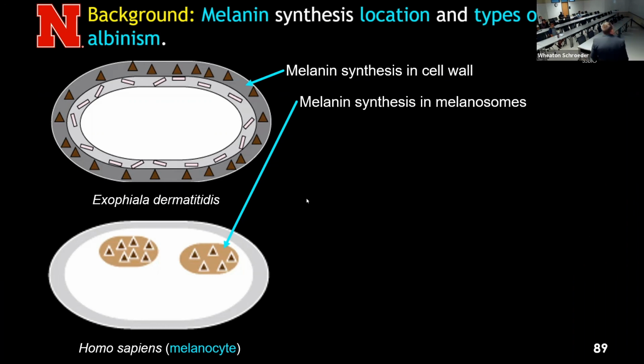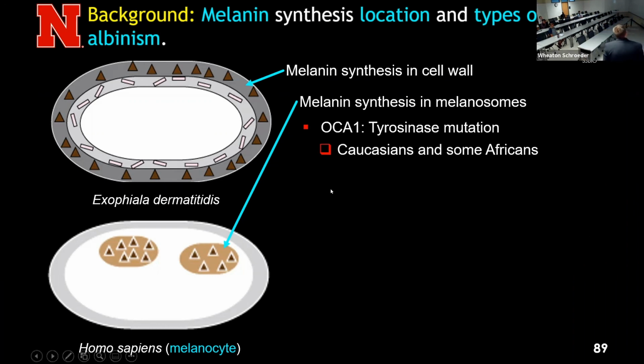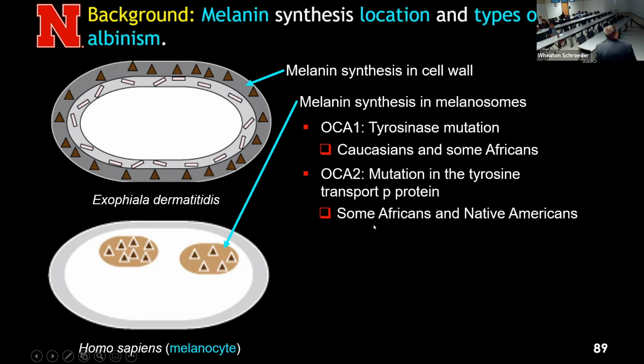So, however, there are other types of melanin. That's oculocutaneous albinism type 1, in Caucasians and Africans. Oculocutaneous albinism type 2 is actually a bit more common in Africa. It accounts for about 70% of albinism cases.